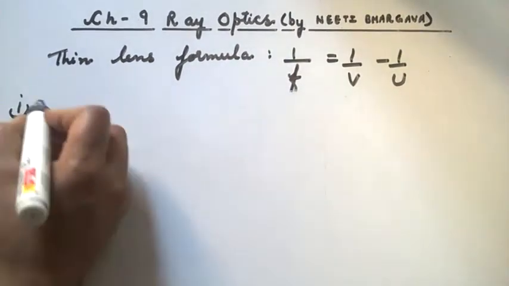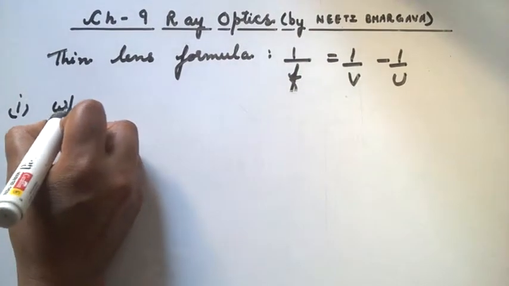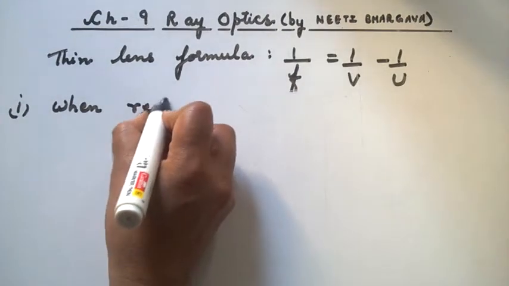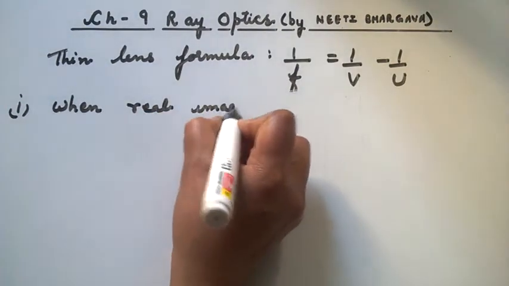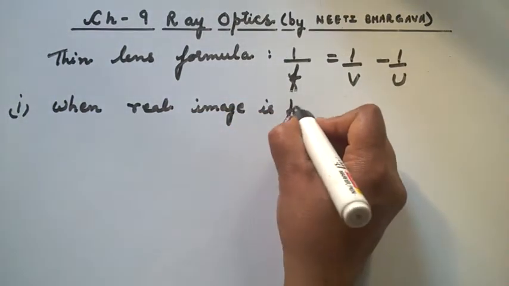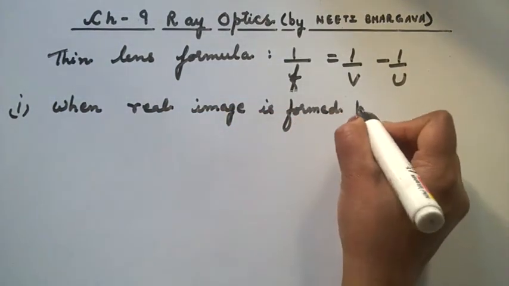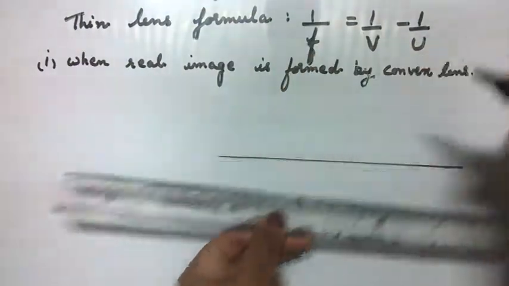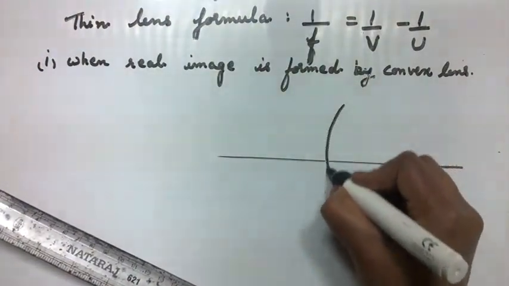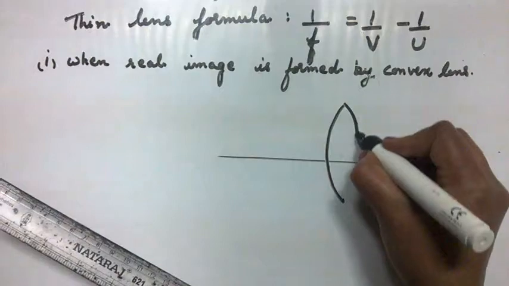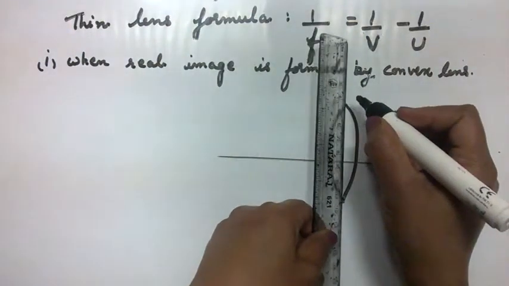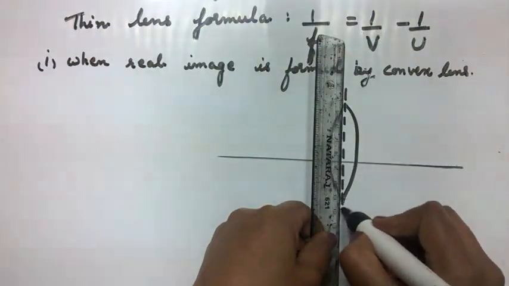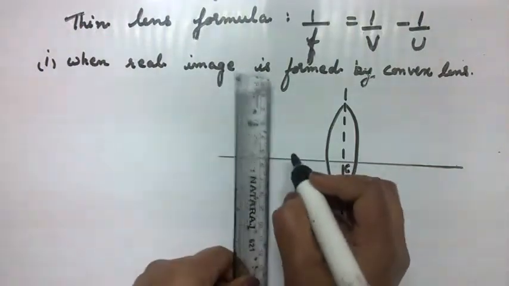First case is when the image formed is real and inverted by convex lens. When real image is formed by convex lens, consider that the object is placed between infinity and 2f. Convex lens, central line, optical center, object AB.